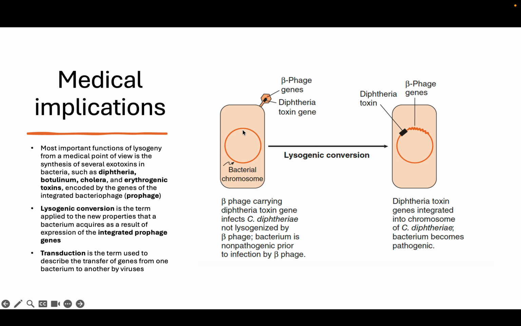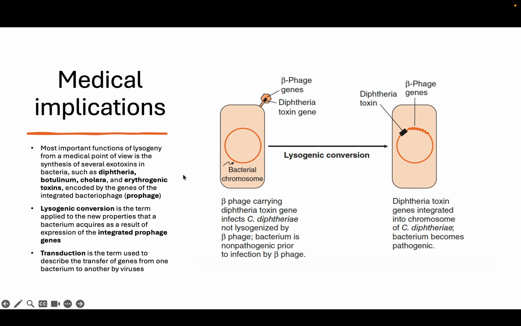And this whole thing is called lysogenic conversion. Lysogenic conversion means that this bacteria gains new properties because of the integration of a phage gene, over here. So you have the whole phage gene integrating into the host genome. And the phage genome that is integrated in the host genome is called prophage. So the genes that are integrated into the bacteria are the prophage.